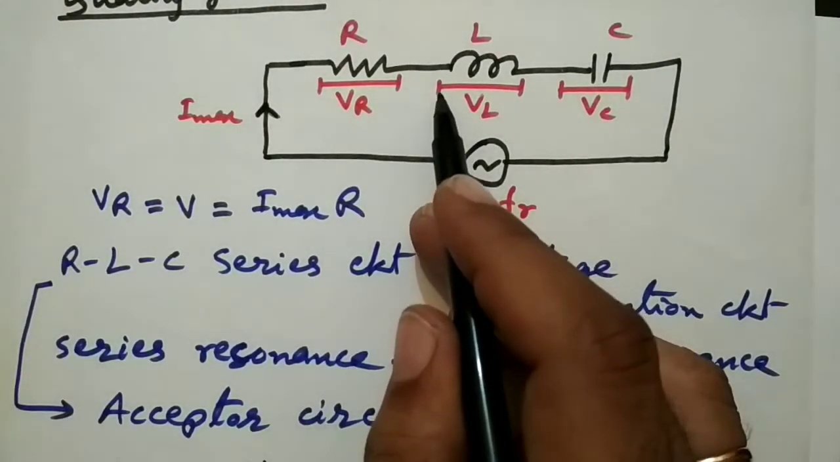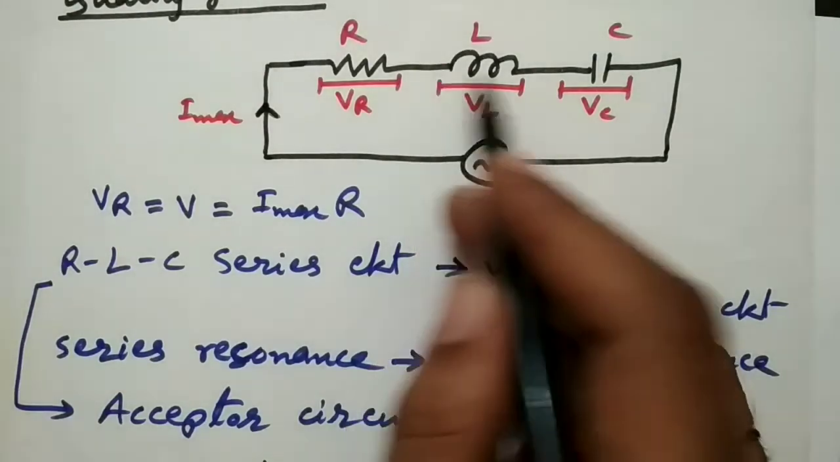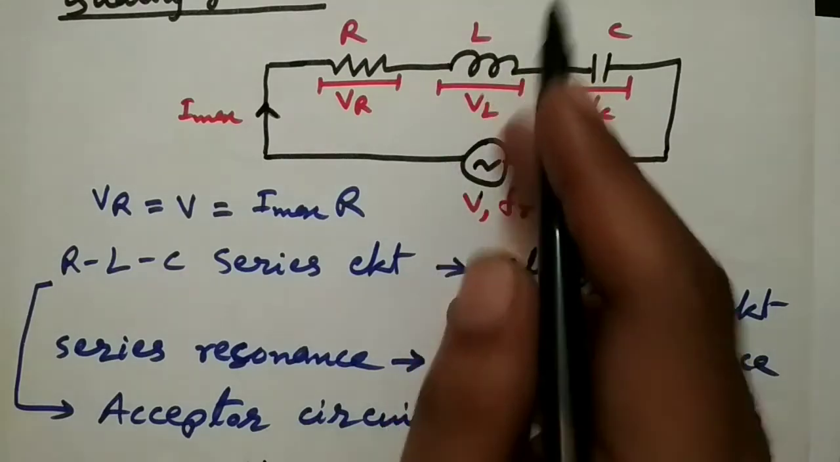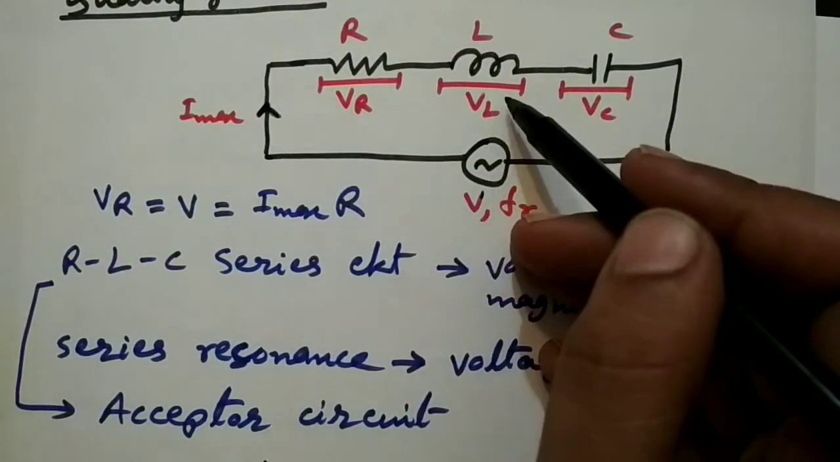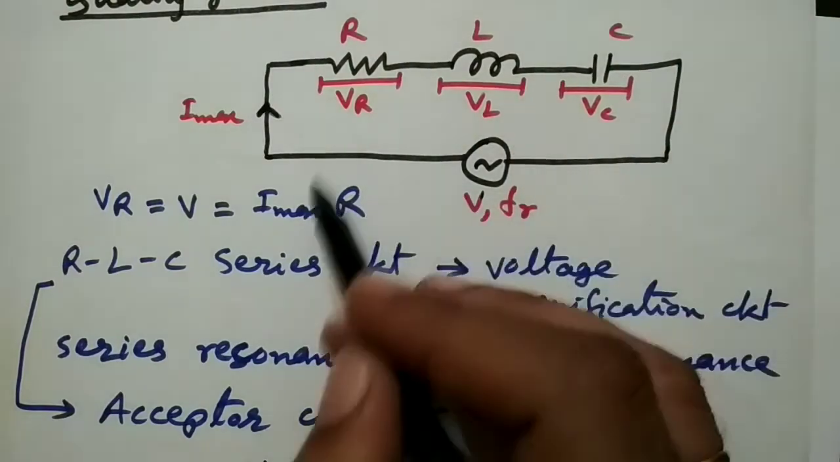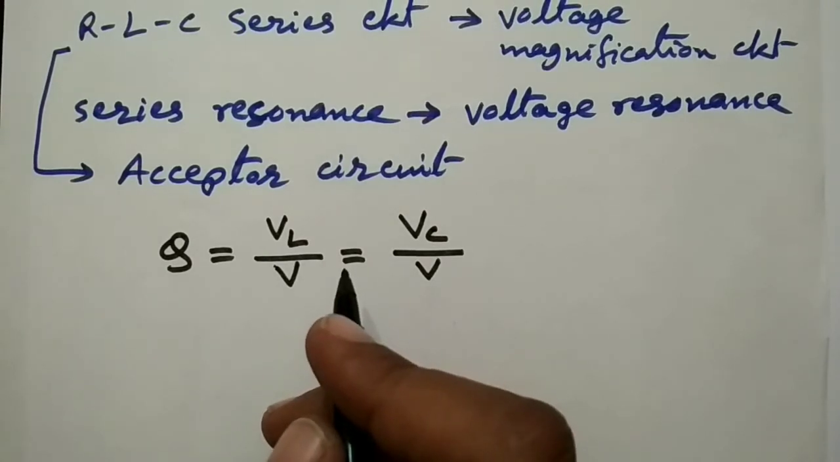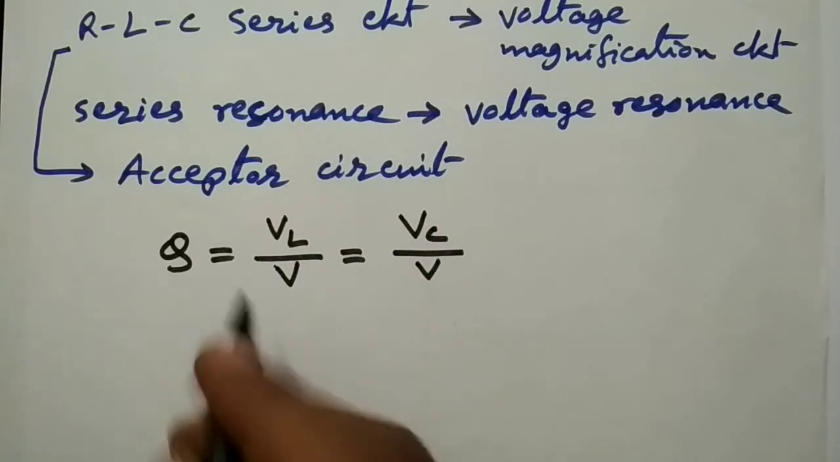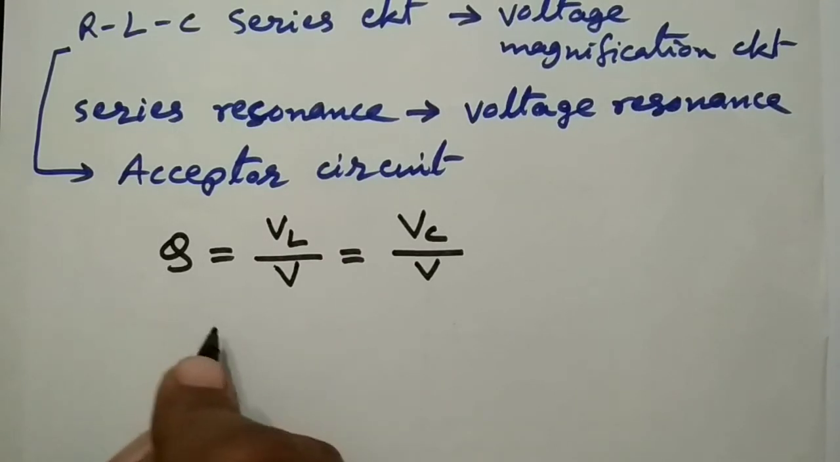Now, if the voltage drop across the inductance is very high, then this voltage drop can be used as a source for another circuit. So here the voltage is magnified during resonance condition, and quality factor indicates how much the voltage is magnified compared to the supply voltage. So it is just a ratio, VL upon V. Let's try to find the value.